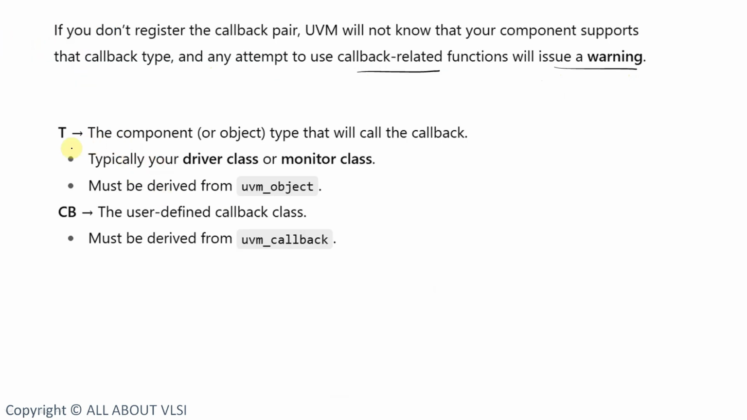And what is this T? It is the component or object type that will call the callback, typically your driver class or monitor class, and it must be derived from the UVM object. And CB is our user defined callback class, and it must be derived from the UVM callback. So let us see an example for this.